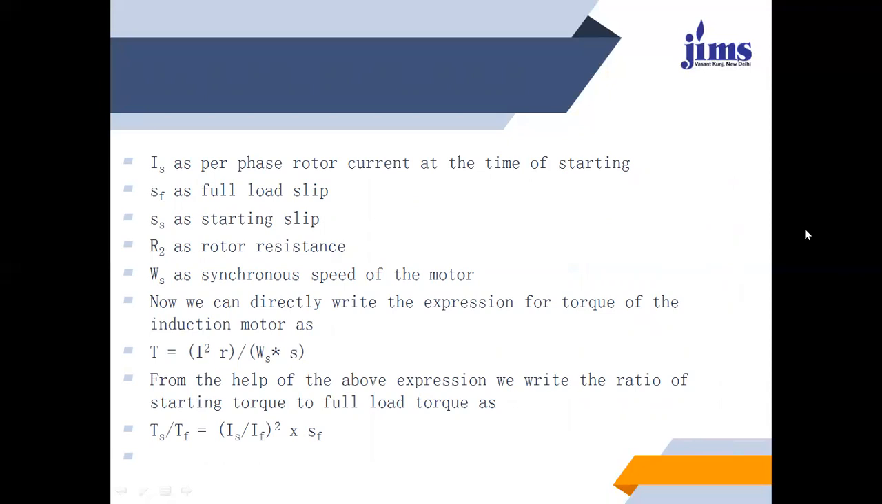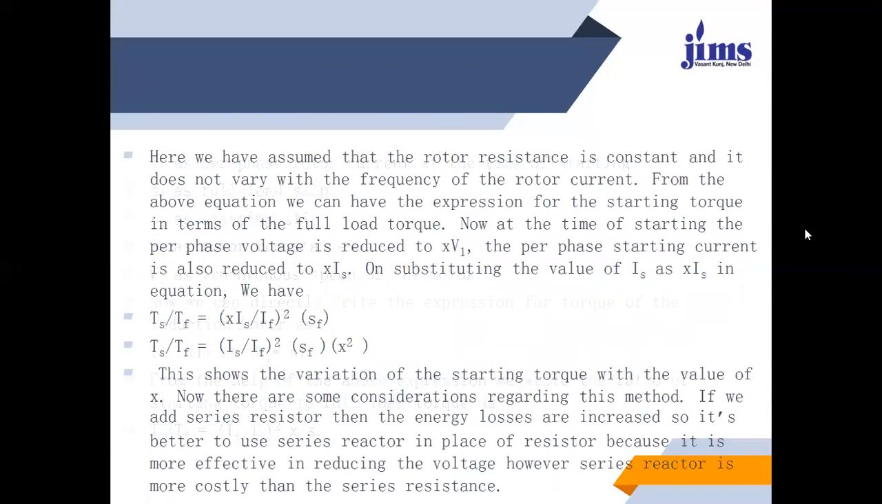Now we can directly write the expression for the induction motor torque as this one. Ts upon Tf equals (Is upon If) the whole square into Ss. Here we have assumed that the rotor resistance is constant and it does not vary with the frequency of the rotor current. From the above equation we can have the expression for the starting torque in terms of the full load torque.